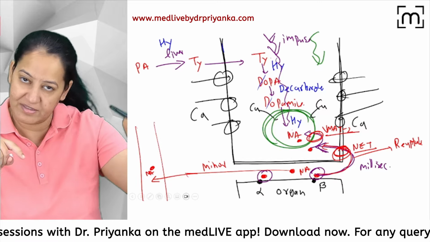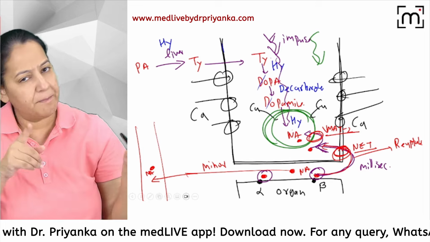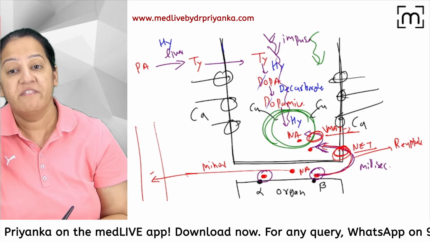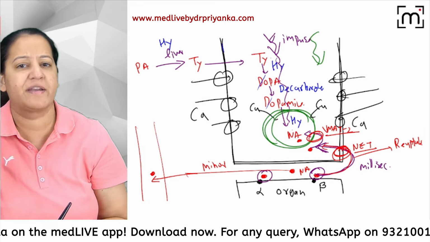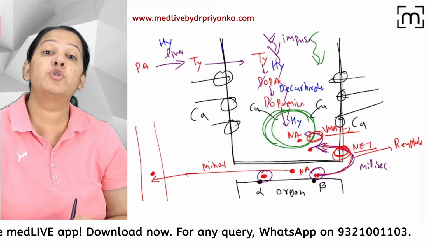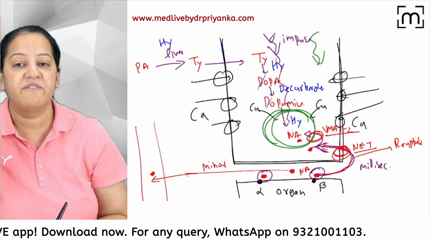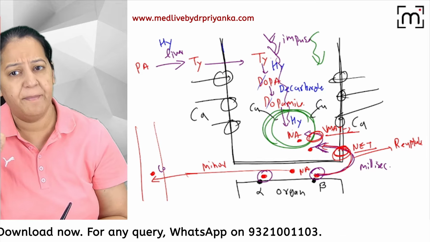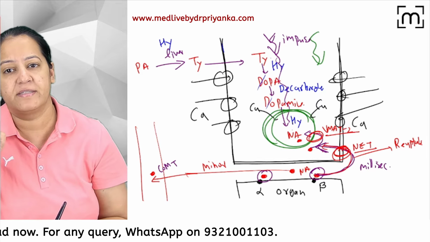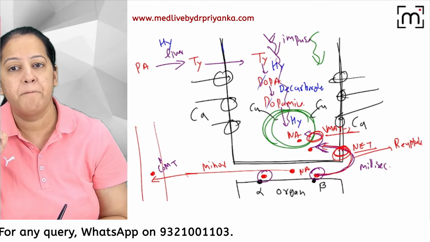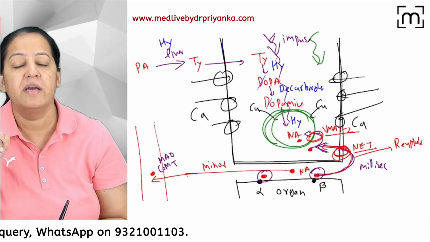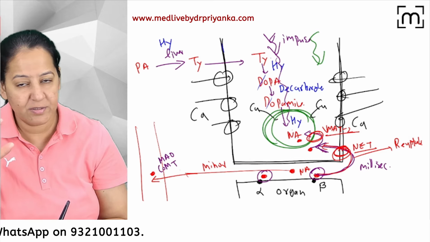It is reuptaken first in the axoplasm and then in the vesicle. The minor portion will come in the blood. Once it comes in the blood, it will be metabolized via two enzymes. What are the two enzymes? The first enzyme, COMT, and the second enzyme here, MAO. MAO and COMT.